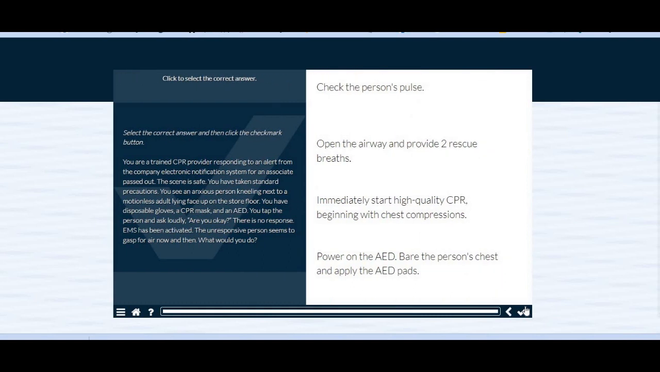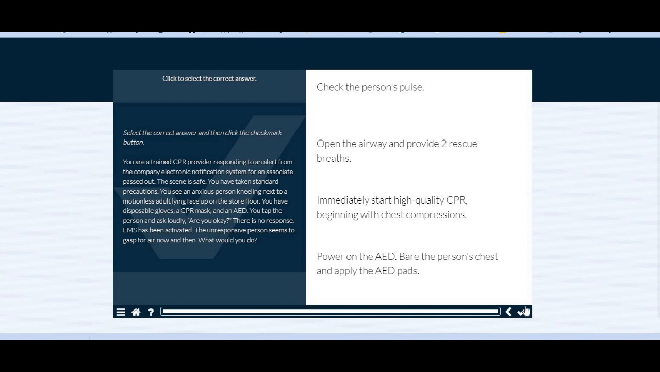Complete this review question to check your knowledge. You're a trained CPR provider responding to an alert from the company electronic notification system for an associate passed out. The scene is safe. You have taken standard precautions. You see an anxious person kneeling next to the motionless adult lying face up on the store floor. You have disposable gloves, a CPR mask, and an AED. You tap the person and ask loudly, "Are you okay?" There is no response. EMS has been activated. The unresponsive person seems to gasp for air now and then. What do you do?